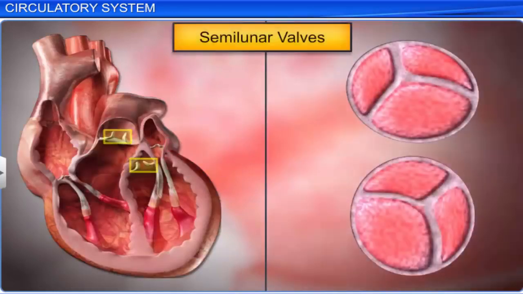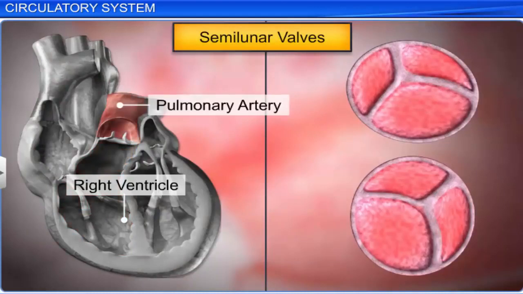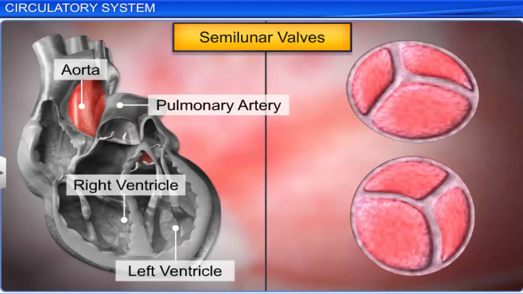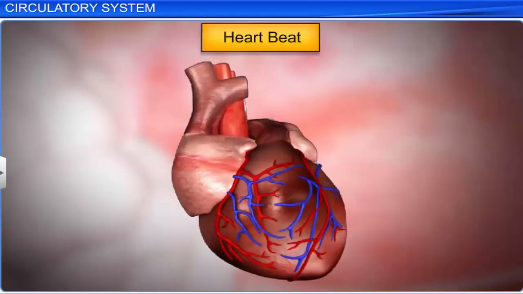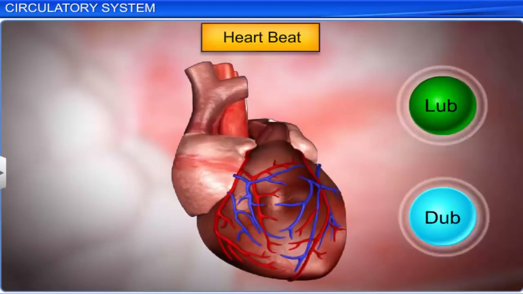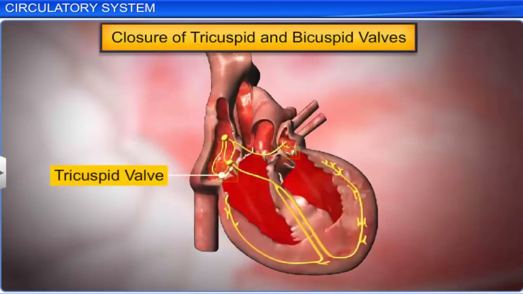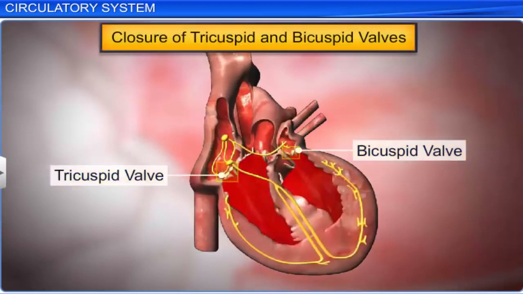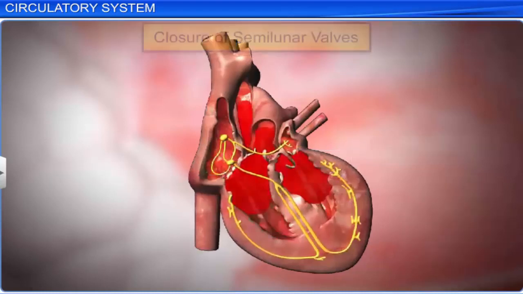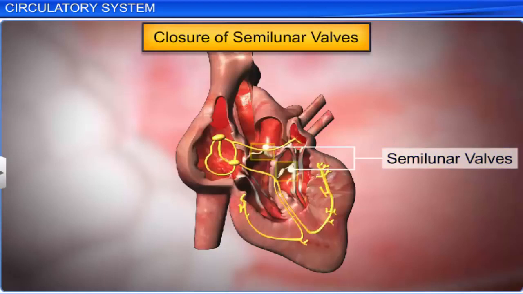The semilunar valves guard the opening between the right ventricle and pulmonary artery and between the left ventricle and aorta. When these valves close, they produce a lub-dub sound heard during a heartbeat. While the closure of the tricuspid and bicuspid valves produces the first sound lub, the closure of the semilunar valves produces the second sound dub.